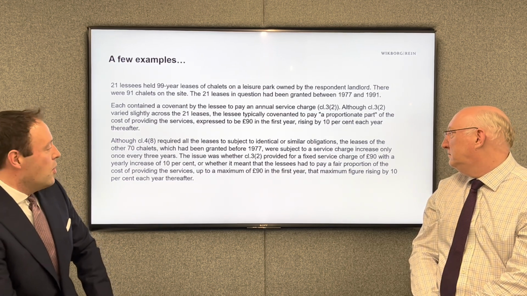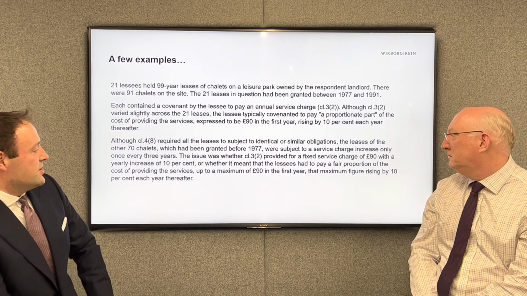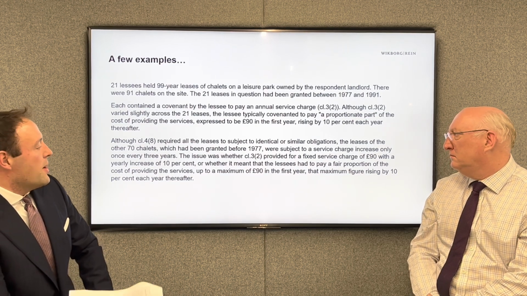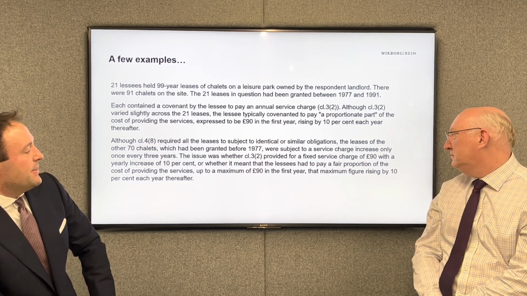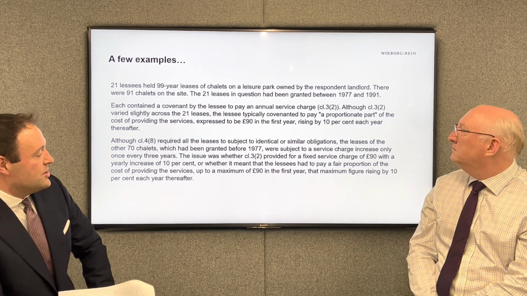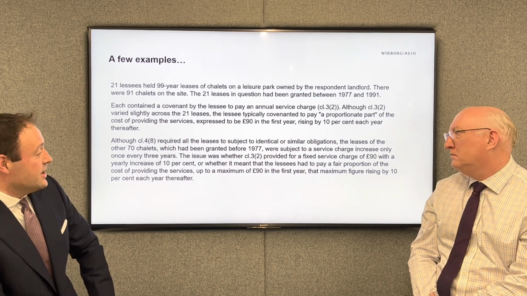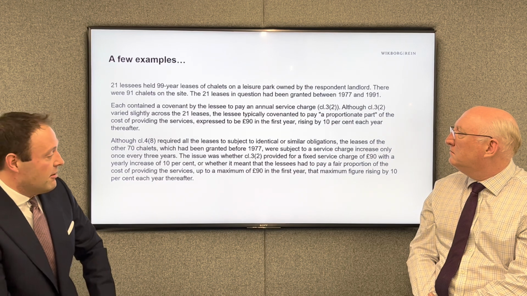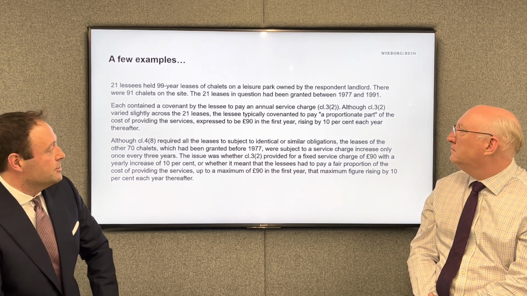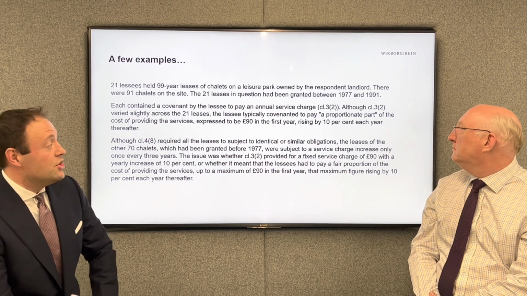So the issue was on the true construction of clause 3.2. Did it provide for a fixed service charge of £90 with a yearly increase of 10%, or did it actually mean that the lessees had to pay a fair proportion of the cost of providing the services, up to a maximum of £90 in the first year, that maximum figure rising by 10% each year thereafter? Now, the Court of Appeal said the words were quite clear in clause 3.2. It said rising by 10% each year.